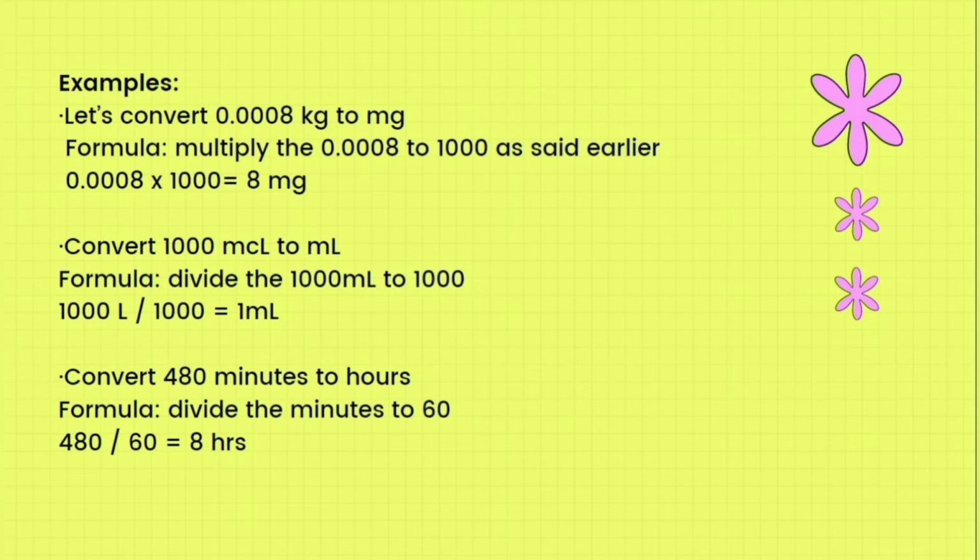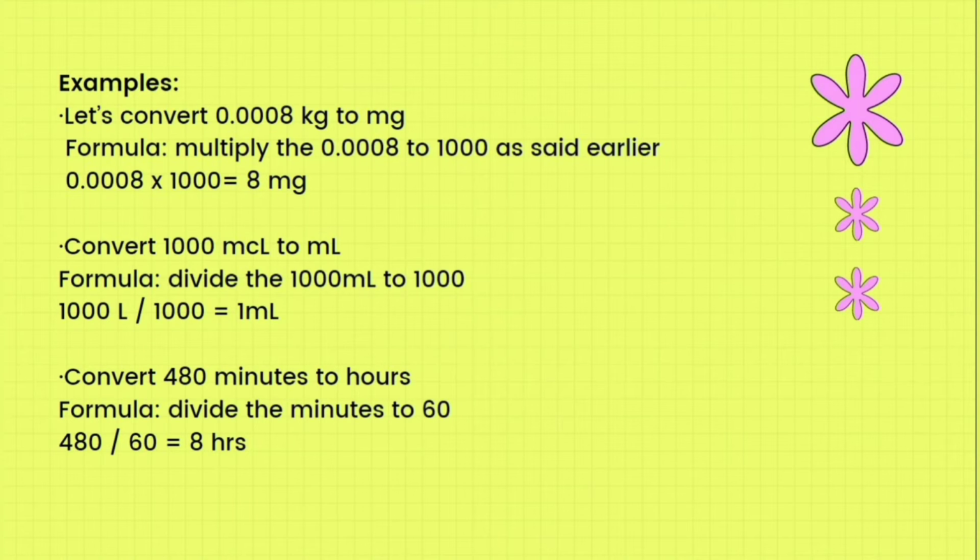Examples, let's convert 0.008 kilograms to milligrams. The formula for this is multiply the 0.008 by 1000 as said earlier. So 0.008 times 1000 is equal to 8 milligrams. Next, convert 1000 microliters to milliliters. Formula, divide the 1000 by 1000. So 1000 divided by 1000 is equal to 1 ml.